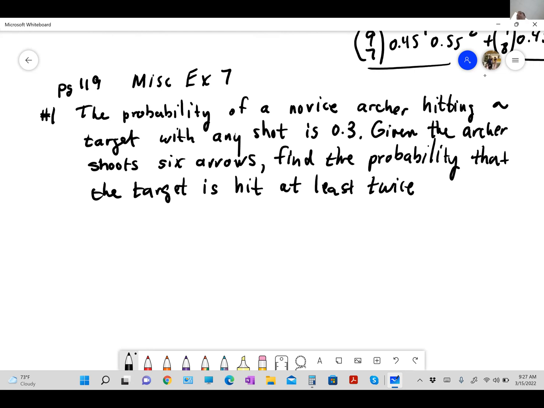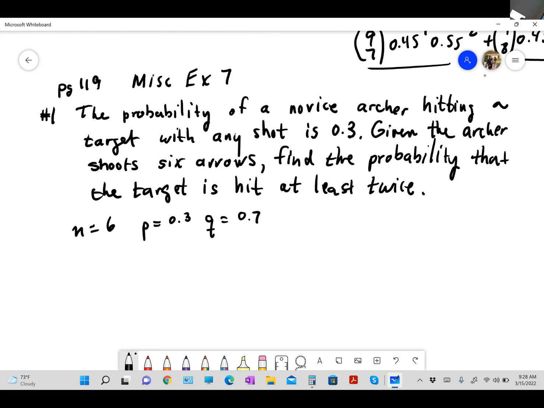So this is binomial. Now remember the conditions that need to be met when something's binomial: there's a fixed number of trials. How many trials do we have here? 6. Now there are two outcomes: you can either hit the target or not hit the target. What's the probability of hitting the target? That'll be our success, 0.3. What would be our failure? 0.7. Now let's talk about the allowable values for X. Let's say X is hitting the target.